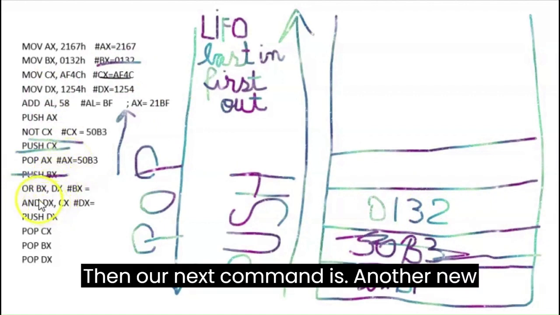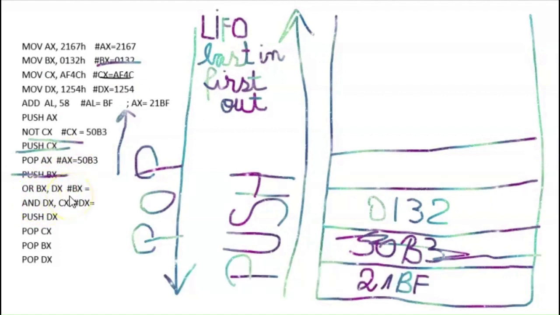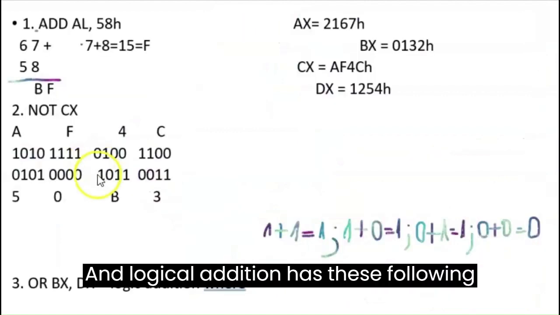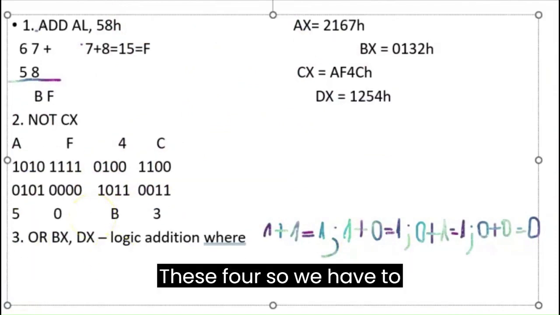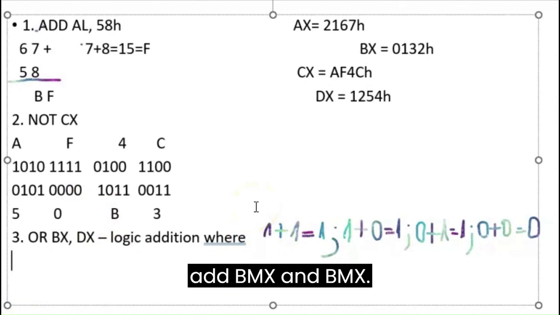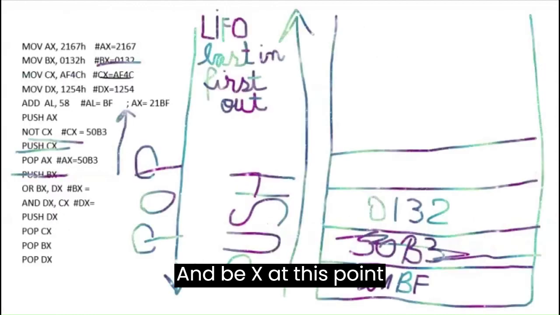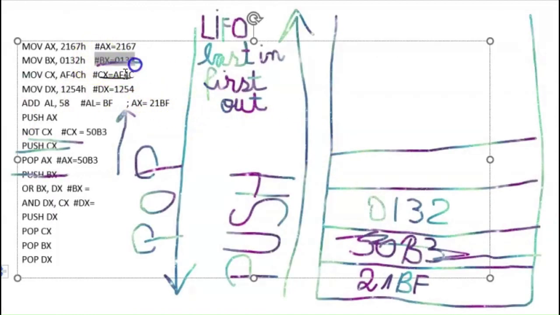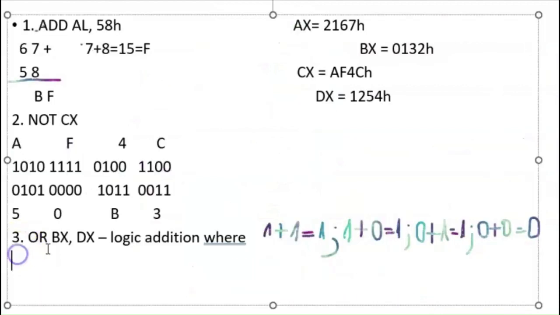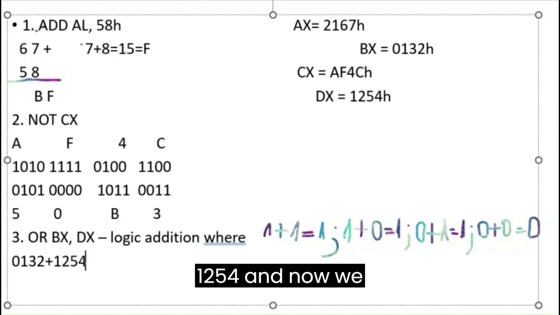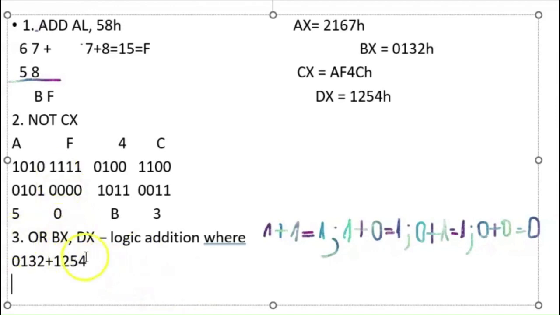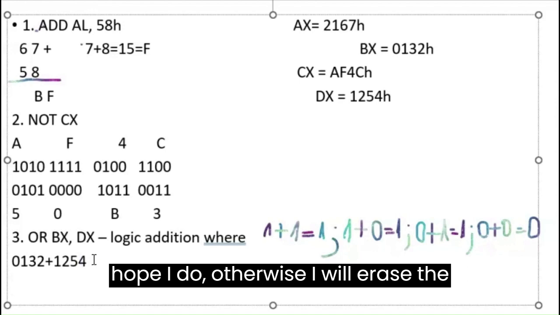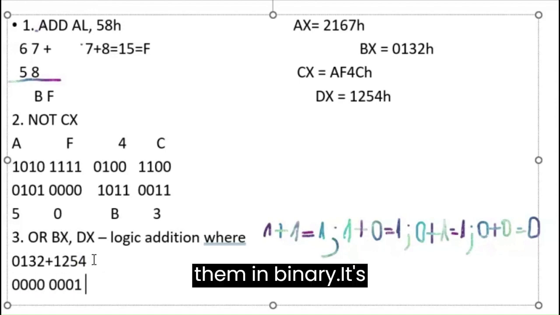Then our next command is another new one, the OR command, which is a logical addition. And logical addition has the following properties that I wrote beforehand here. These four. So we have to add BX and DX. And BX at this point has the initial values, they have not been changed, so they are 0132 plus 1254, and now we write them in binary, and then we add them. I don't know if I have enough space here, I hope I do, otherwise I will erase the line from the top. So we have them in binary.